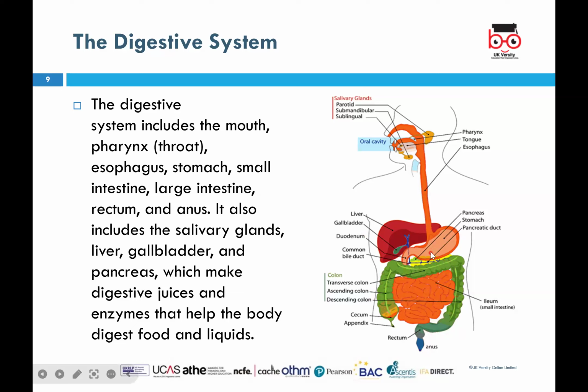So what else contributes towards digestion? You have juices that are produced through the salivary glands, the liver, the gallbladder, and the pancreas. So the pancreas is somewhere at the back. Okay, the stomach lies in front of the pancreas.